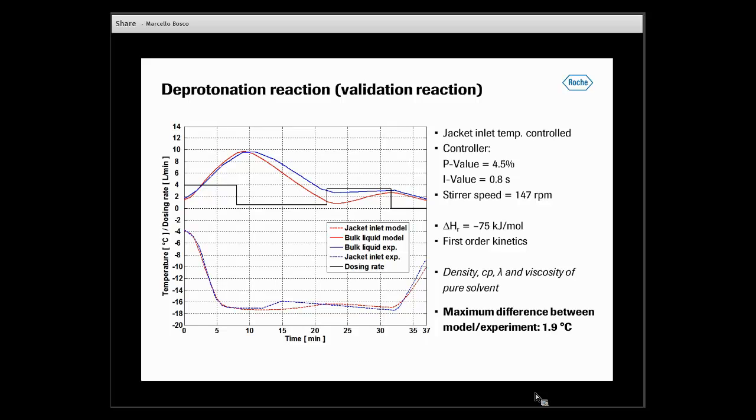On the right side, we see the assumptions. We measured a reaction enthalpy of minus 75 kilojoule per mole. First order kinetics was assumed, and plus minus 1.9 degrees difference. I must also say that for this reaction, the first order kinetics assumption was not so accurate. But again, we see we could predict very well the temperature progression as a function of the dosing. So this is a very nice example of how the model could be used.